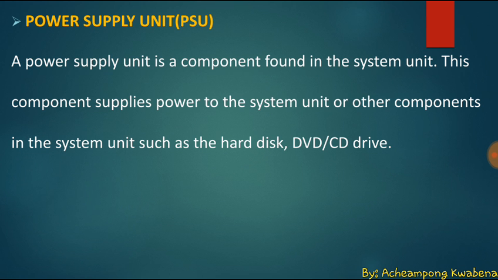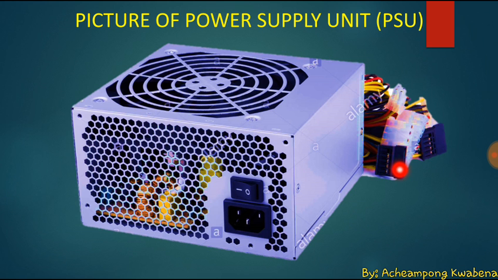The next device is the power supply unit, PSU. A power supply unit is a component found inside the system unit. This component supplies power to the system unit or other components in the system unit, such as the hard disk and the DVD or CD drive. So the power supply, or the PSU, is the main device in the system unit that supplies electricity or power to the motherboard and other hardware components inside the motherboard. Now this is how the power supply looks.